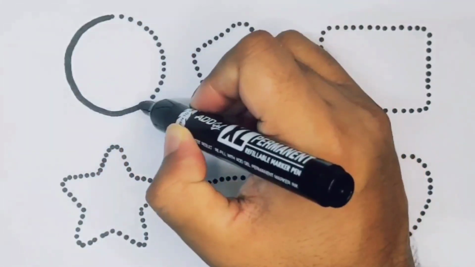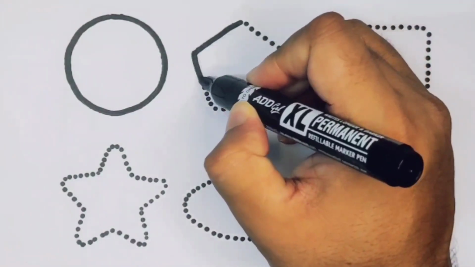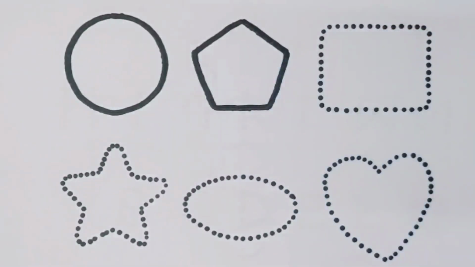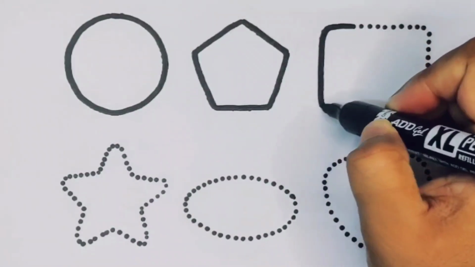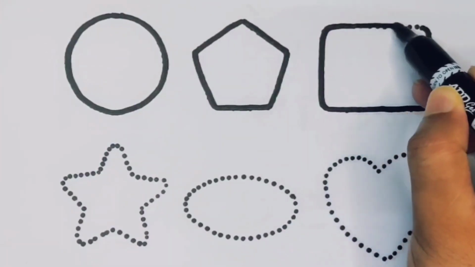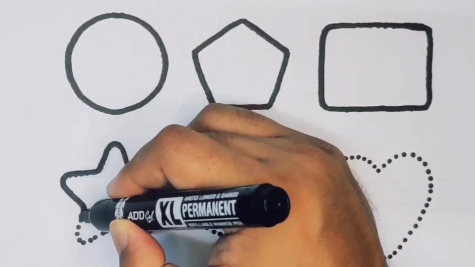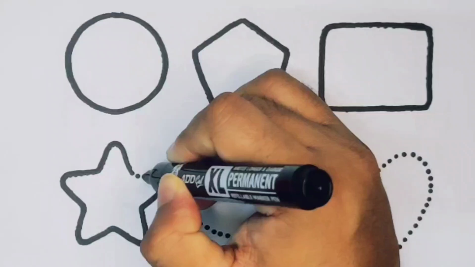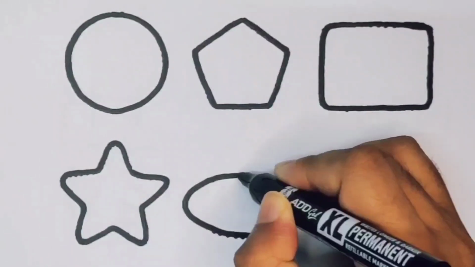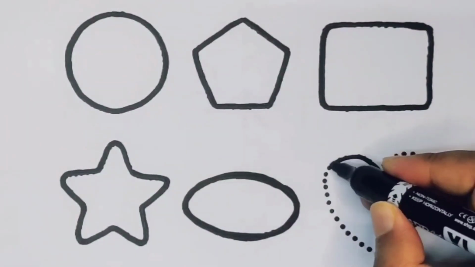Circle, pentagon, square, star, oval, heart.